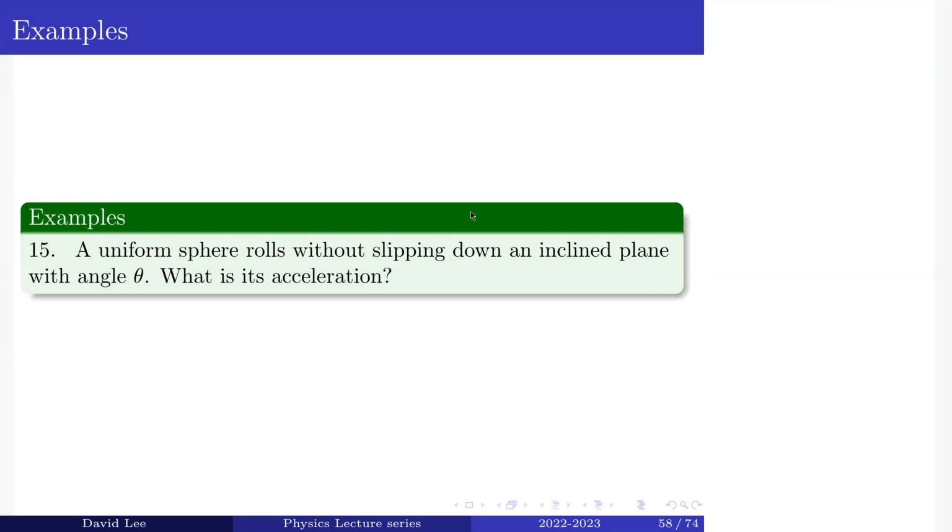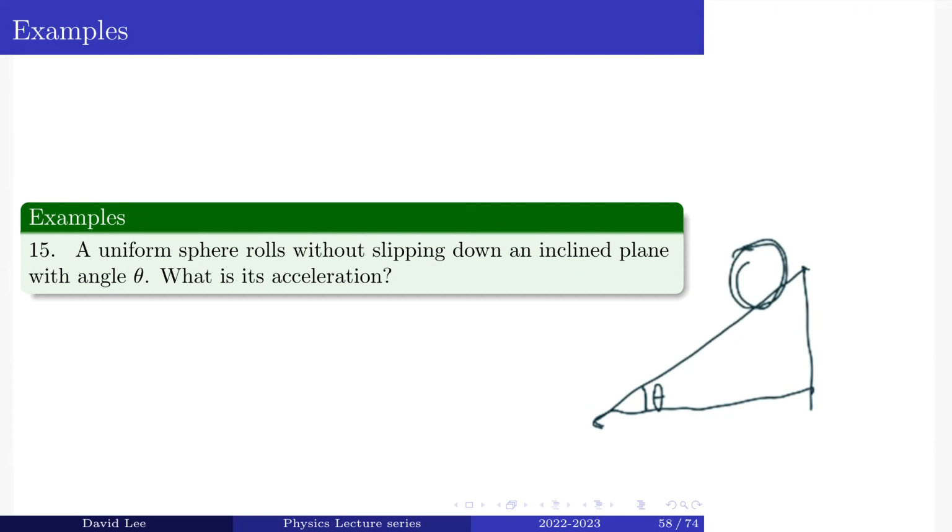And ooh, this is quite a long example. I think I'll just explain how to do this because we're a bit low on time. So we have a sphere rolling down an inclined plane. There's a couple of things going on.